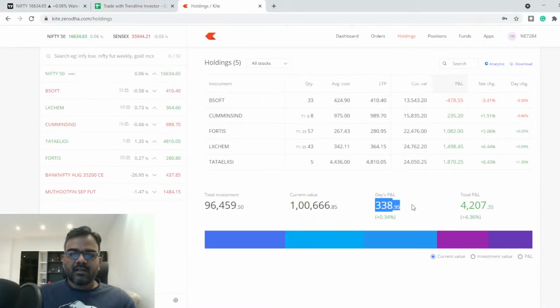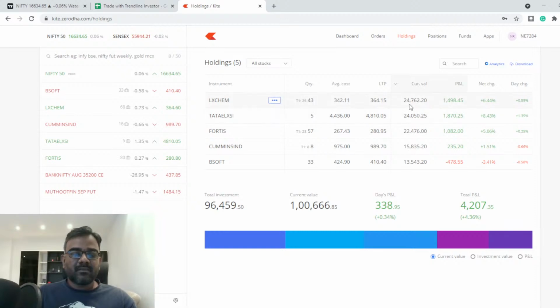Okay, so switching on to our portfolio, trade with Trendline investor portfolio. Yeah, we had a 3.3% up day today. Birlasoft and Cummins continued to be flat or negative, but the major gains came from Tata Elxsi. So we are up around 8% on Tata Elxsi. It's one of our best performing stocks. It has broken into new highs today.